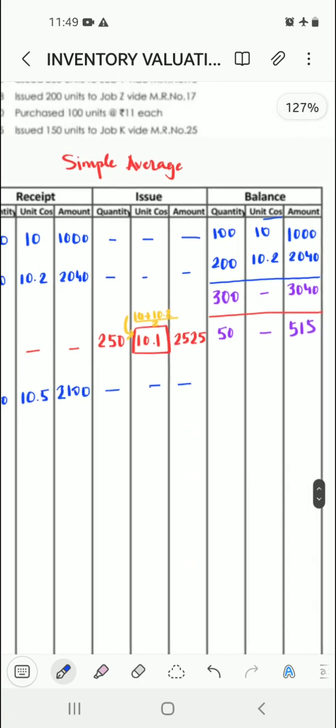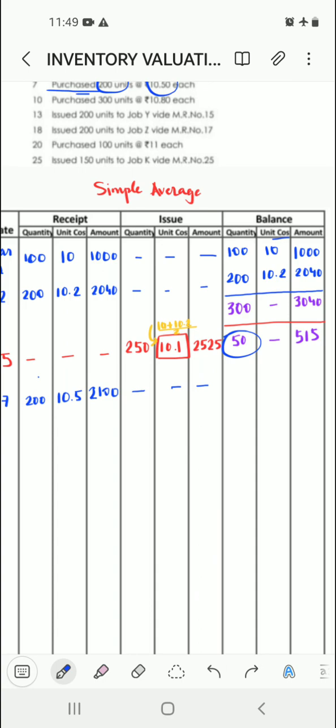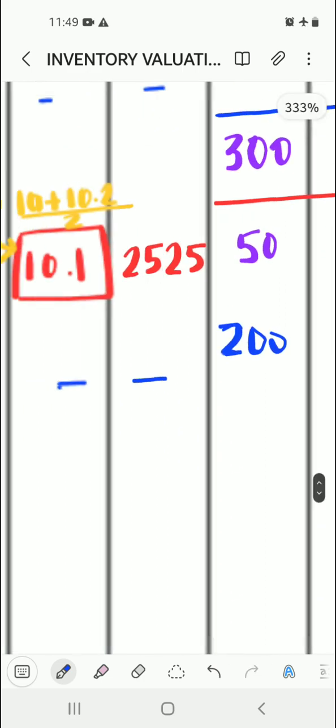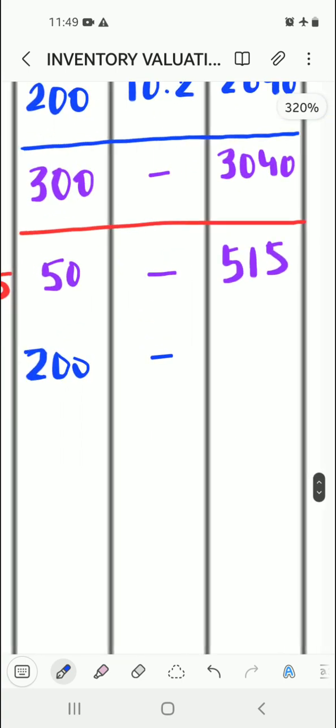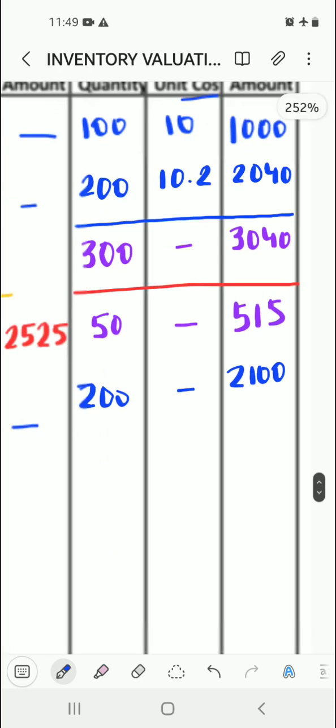So previously we had 50 units, right now we have 200 more units. So we are going to add it up. We are going to add this lot here, that is of 200, and unit will be left blank, and the amount is 2100. So we are going to write it over here. And after this is done, we are going to write the total balance.